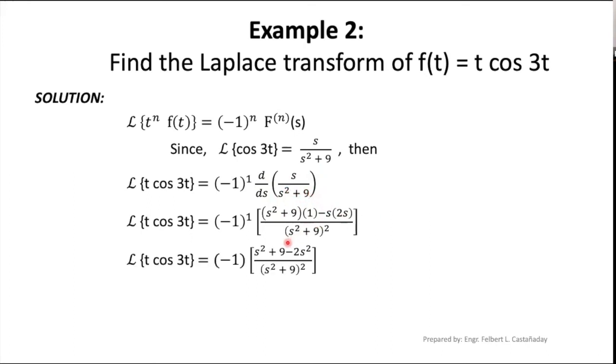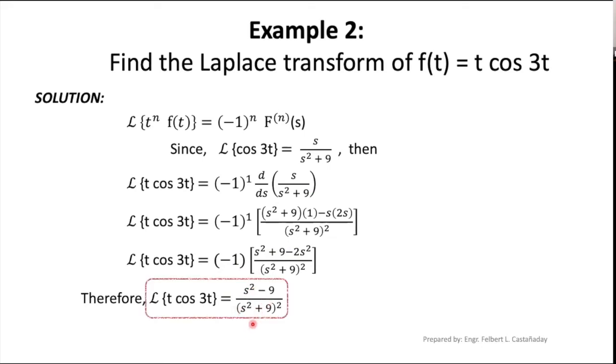Combining like terms, we have s squared minus 2s squared, which is negative s squared. Then we have plus 9. Then multiply it by negative 1. We have positive s squared minus 9 over the quantity s squared plus 9 raised to 2. This is now the final answer for the Laplace of t times cosine of 3t.